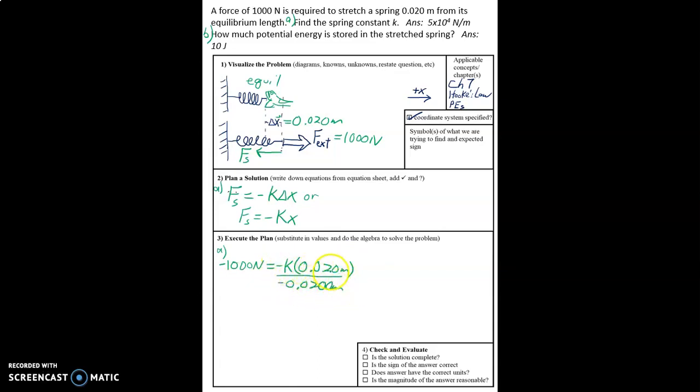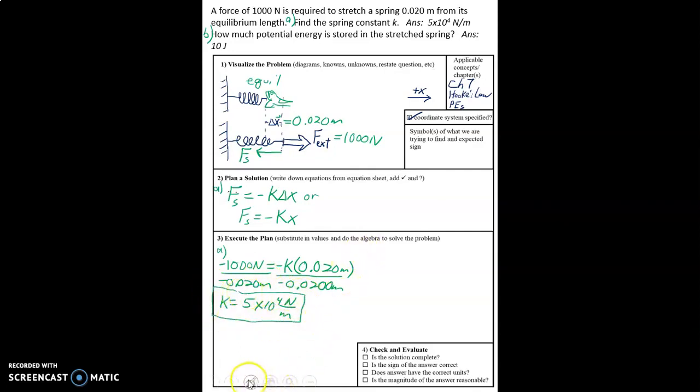We have the negative sign there, 0.02 there. Okay, and then we get a k of 5 times 10 to the 4th, or 50,000. And the units are newtons per meter. And that's the units that we should get for spring constant.